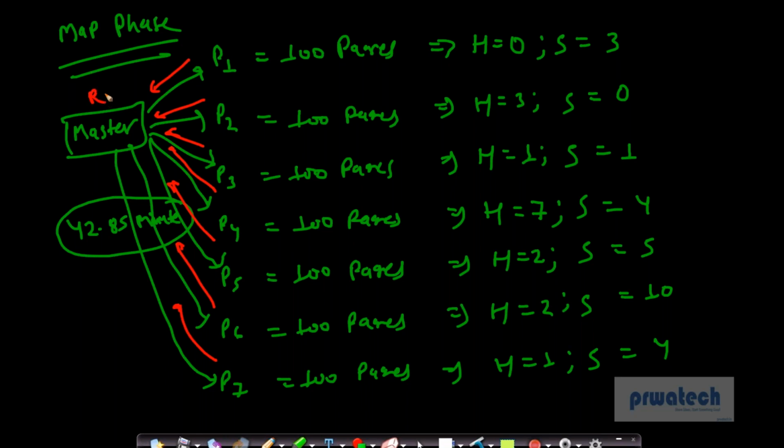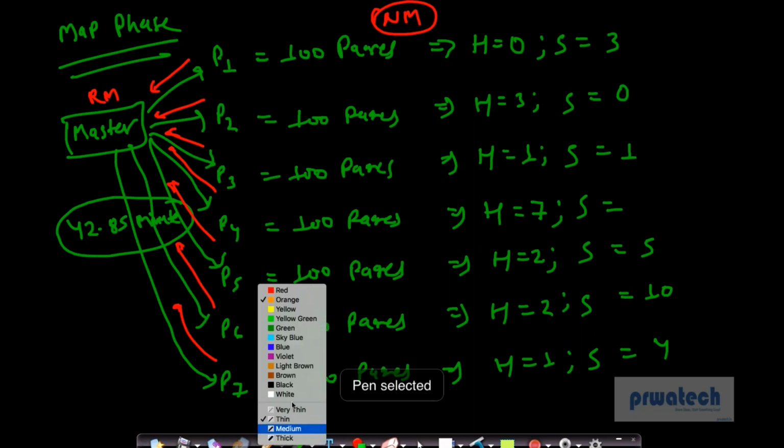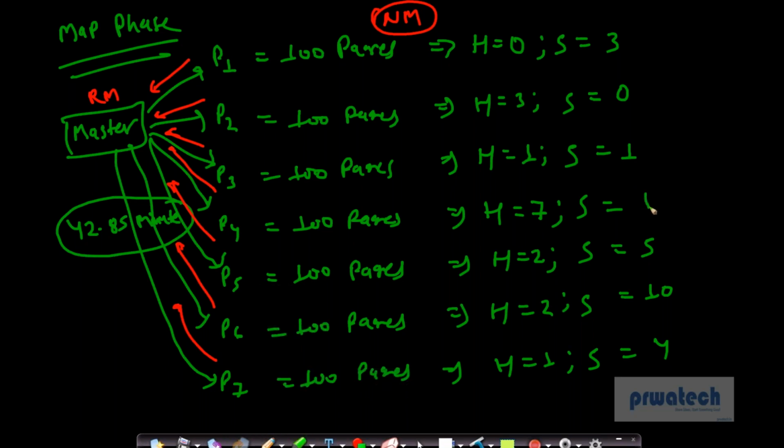And this master is nothing but your resource manager. And the process where this whole thing is happening is your node manager. Once this is done, then comes the reduce task, the time of aggregation. And guys, I'm writing this 7 and 4, but actually the internal logic is this: they do not aggregate here. They write it as 1 1 1 1. They do not aggregate it.